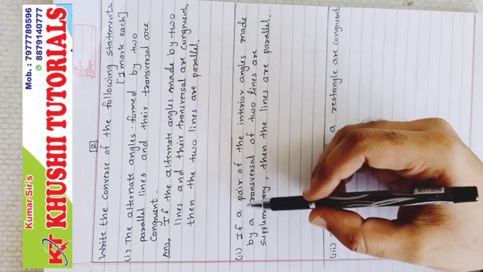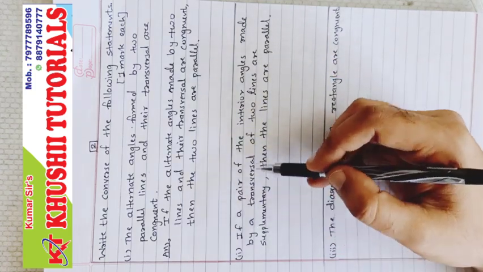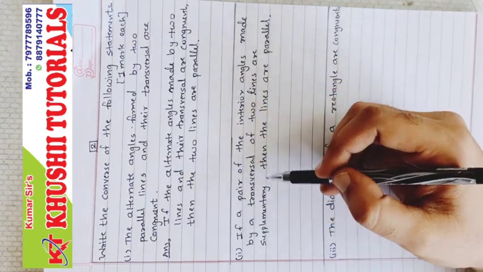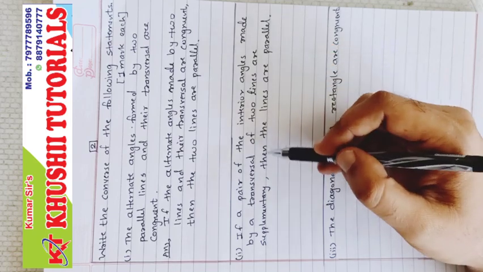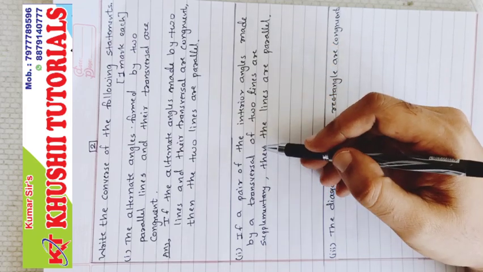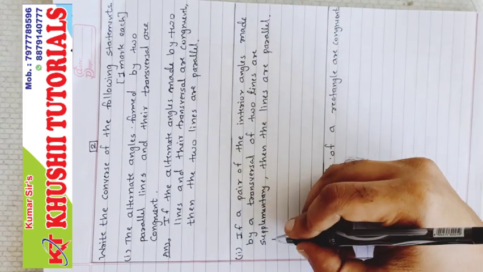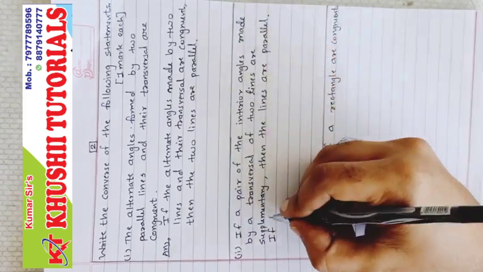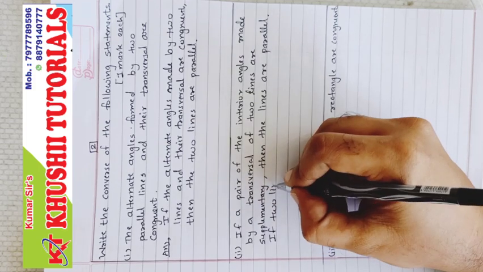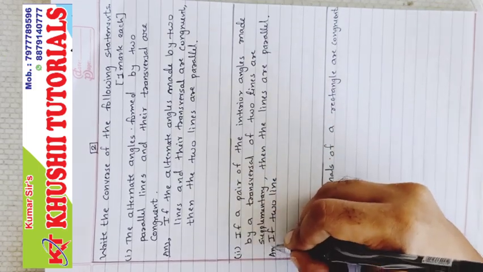Number 2: if a pair of interior angles made by a transversal of two lines are supplementary, then the lines are parallel. Now it is very easy. Instead of then, what do you write? If, and here then. So if two lines are parallel.